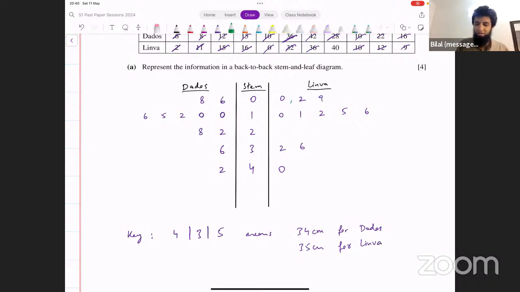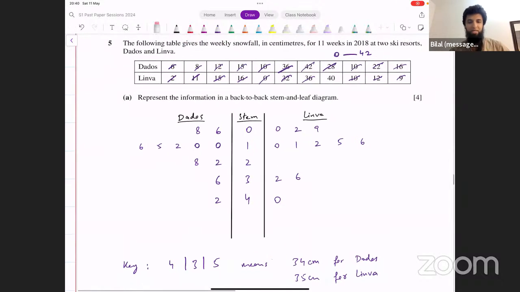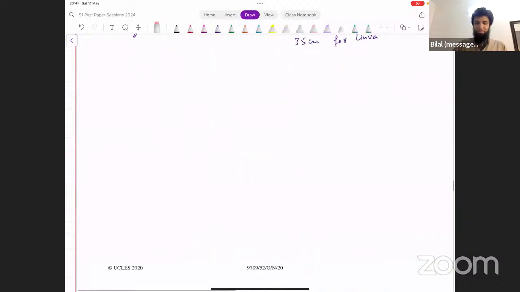If you write commas here, you lose a mark. You can't have commas. You have to have just spaces, no commas, no full stops. It has to look exactly like this, otherwise you lose marks. For pencil, you don't lose marks. In fact, they explicitly mention in the start of the paper that diagrams can be drawn with a pencil. This is a diagram. You can do this with a pencil. Okay, so that's what the stem and leaf diagram looks like.